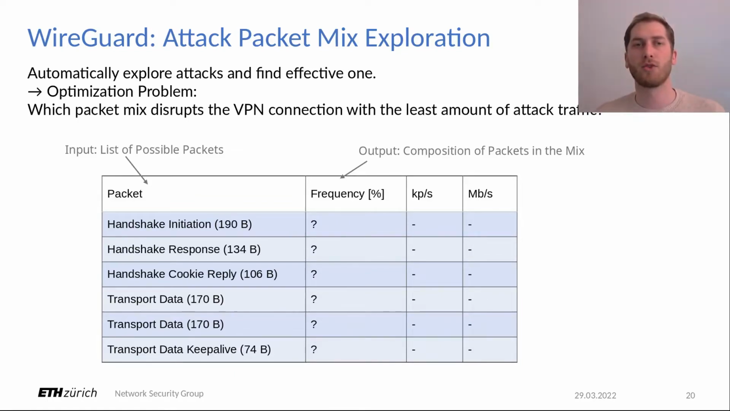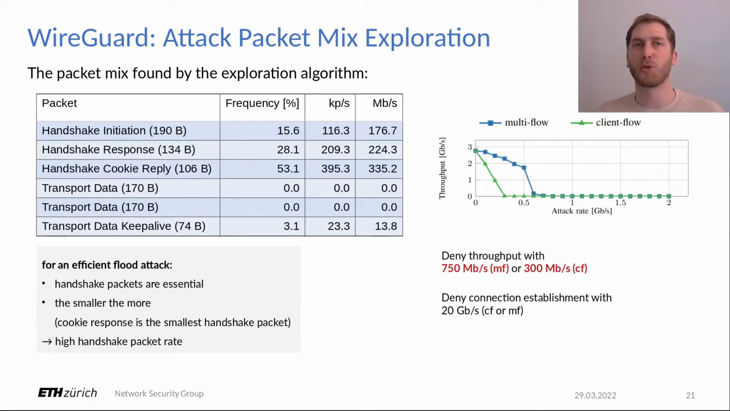We applied this to WireGuard and gave all kinds of WireGuard packets to the exploration algorithm. This includes the 3 Handshake packets and some data transport packets. The exploration algorithm then found a packet mix which disrupts the VPN's connection with just 750 megabits or 300 megabits per second of attack traffic in the multi-flow or the client flow configuration respectively.